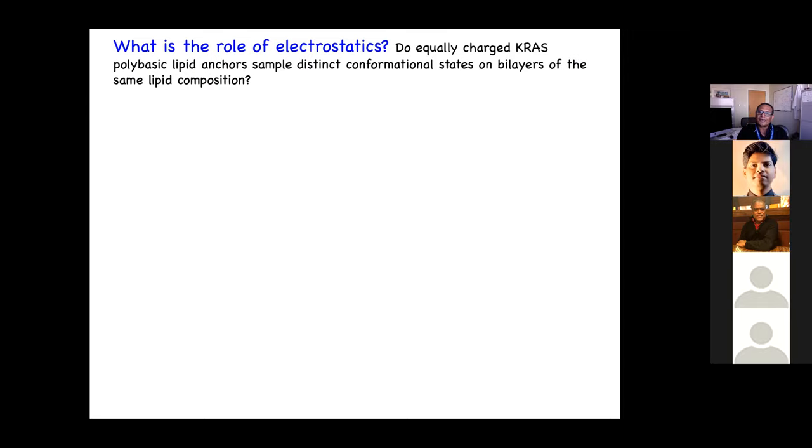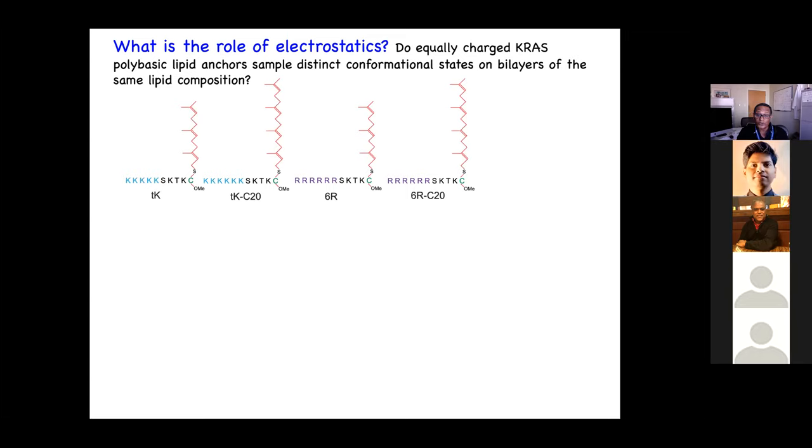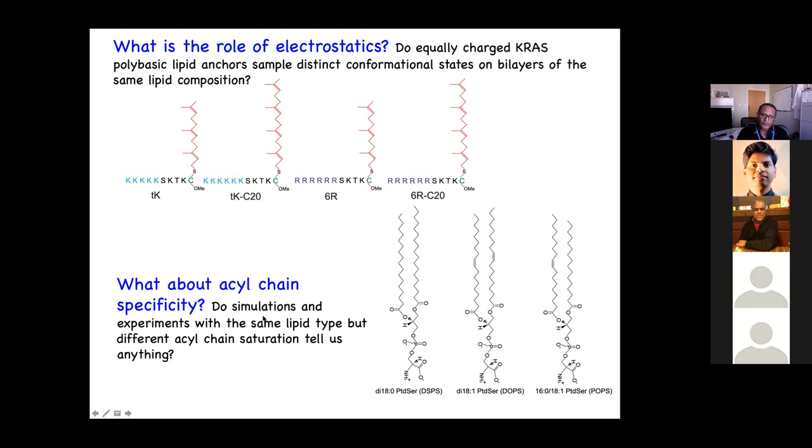So this, again, left us with a lingering question, what is really the role of electrostatics in all of this? And for that, we asked another question, do equally charged KRAS polybasic domains sample distinct conformational states on bilayers of the same lipid composition? That's number one. These are TK, that's the wild type. TKC20 means with geranyl-geranyl group. 6R is all lysines replaced by, or this lysine stretch replaced by, arginine, and 6RC20 is arginine plus geranyl-geranyl. So the other question is, what about the acyl chains of the lipids? And can we learn something from simulations?